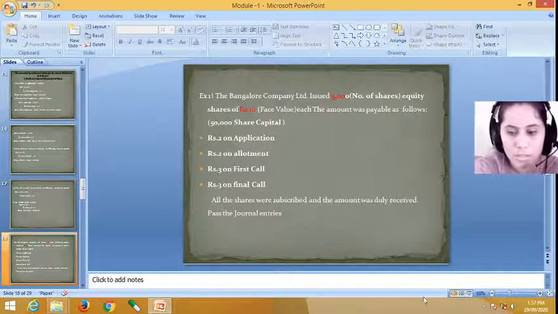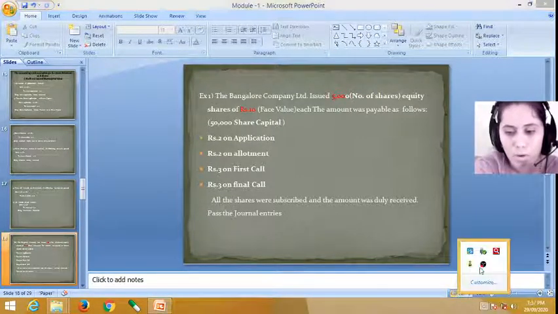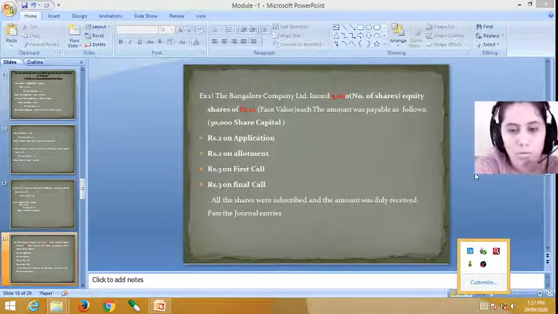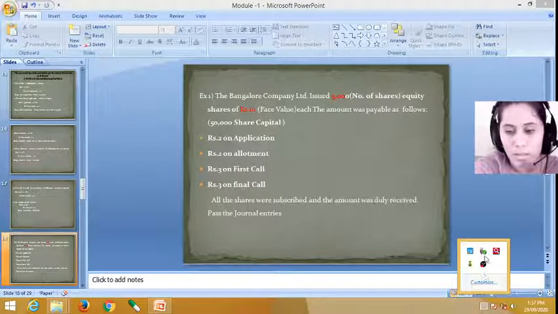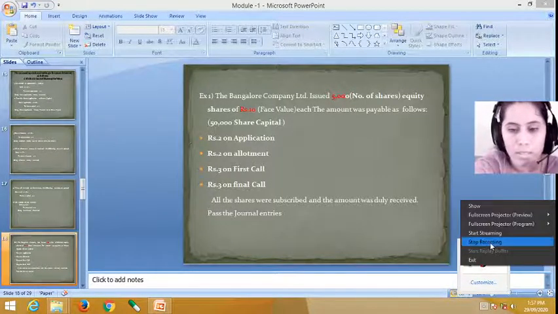So clear, students? I hope it is clear to all. In the next class I will solve the problems relating to the second method, the issue of shares at premium and discount.